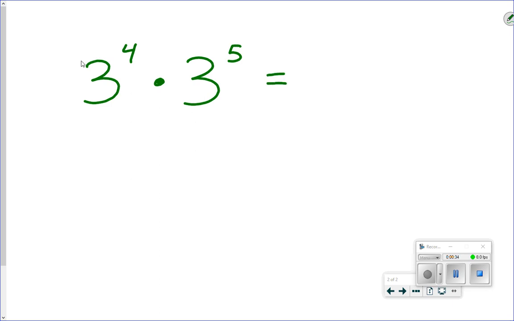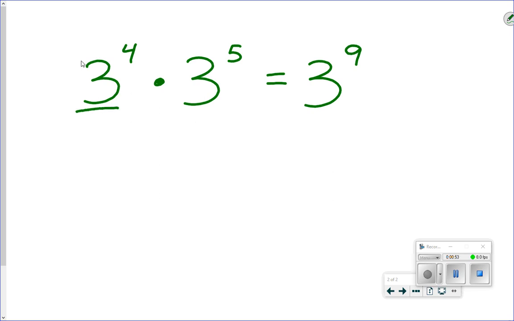A shorter way to solve this, rather than to actually find 3 to the 4th and 3 to the 5th and multiply it together, is that you can simply add the exponents together and write it in exponential form, which would be 3 to the 9th power. And I'm going to show you why that rule works.